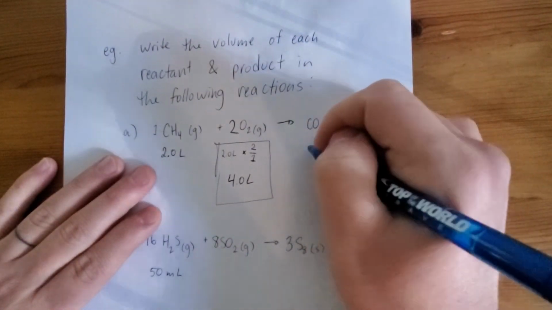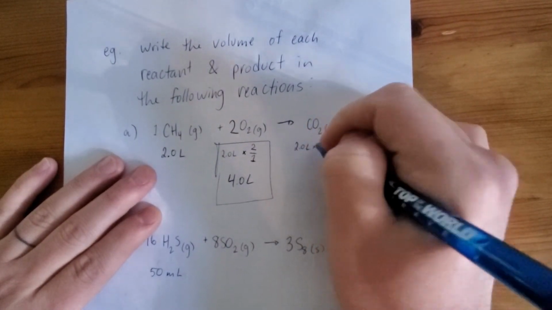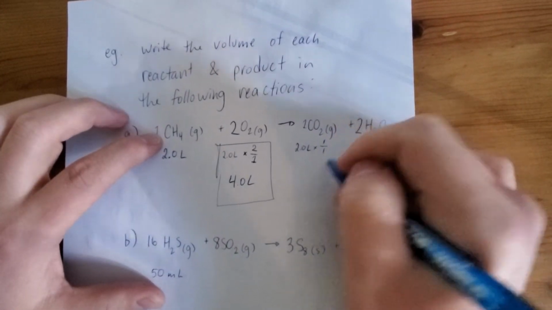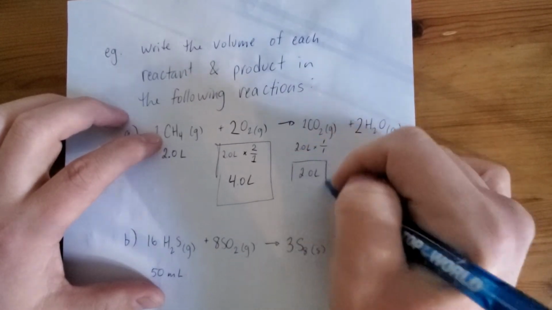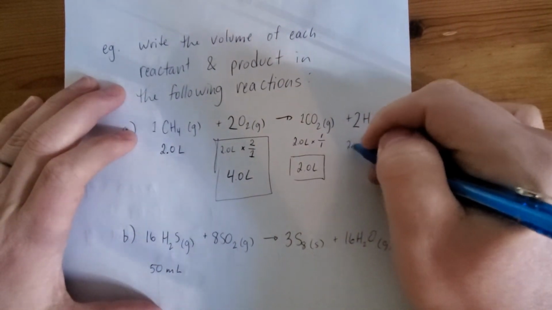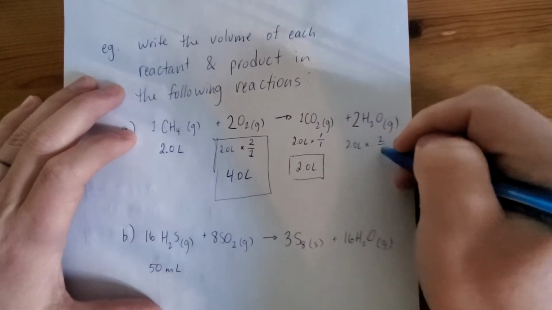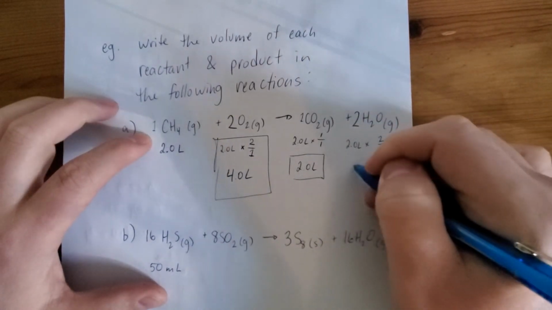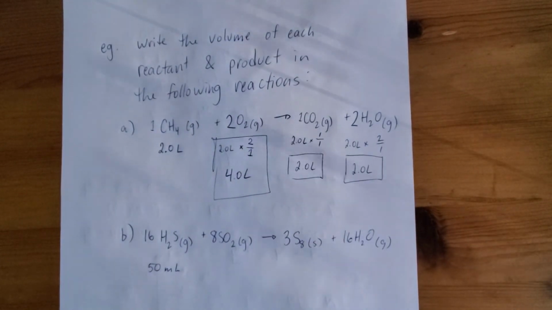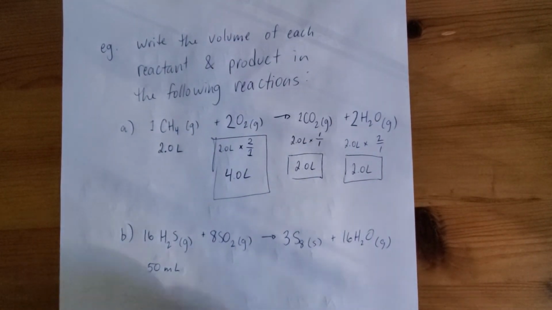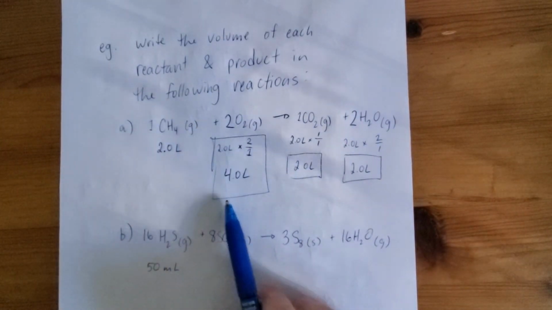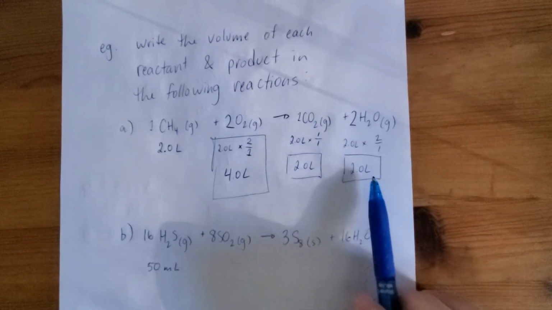For carbon dioxide here, start with the 2 liters. We want to find carbon dioxide, that's a 1. CH4 is a 1. 2 liters of carbon dioxide. The water here, 2 waters for every methane. We get 2 liters. If you're looking for a pattern, the coefficients 1, 2, 1, 2, the volumes are 2, 4, 2. This should be a 4.